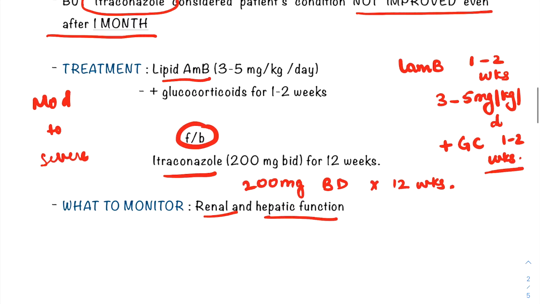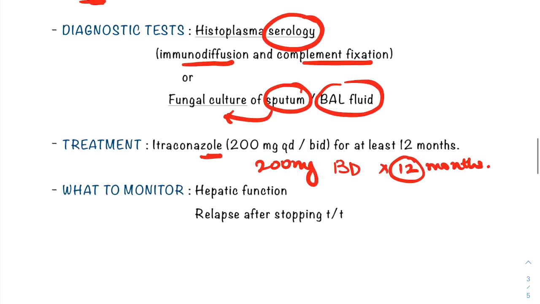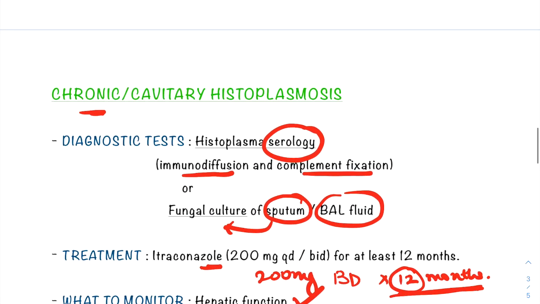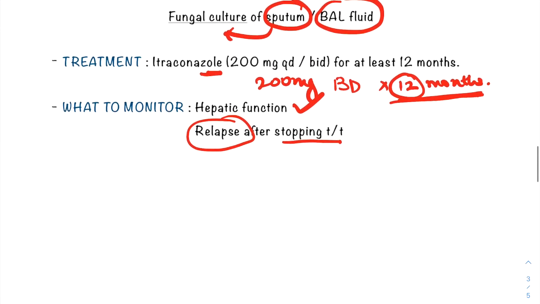Remember, in acute pulmonary histoplasmosis, the itraconazole is given for 12 weeks, but for chronic pulmonary histoplasmosis, the itraconazole has to be given for 12 months at least. And we need to see if there is any relapse of the disease after stopping any treatment. And while on treatment, they should be monitored for hepatic function. So, this was chronic pulmonary histoplasmosis or the cavitary pulmonary histoplasmosis.